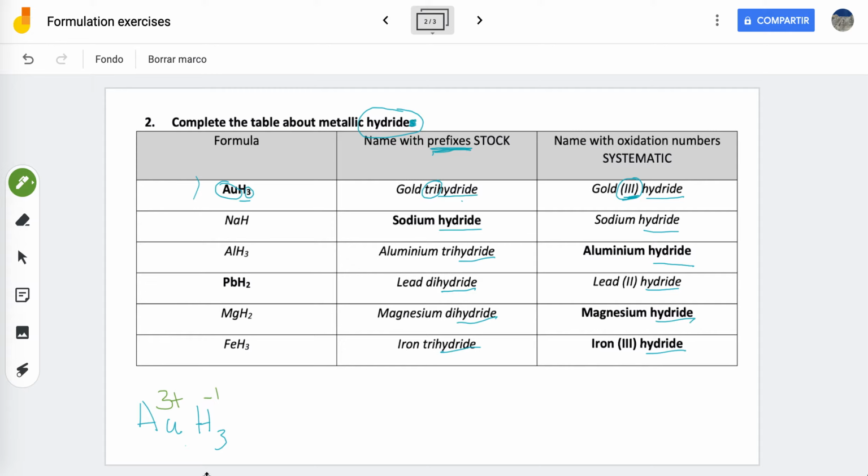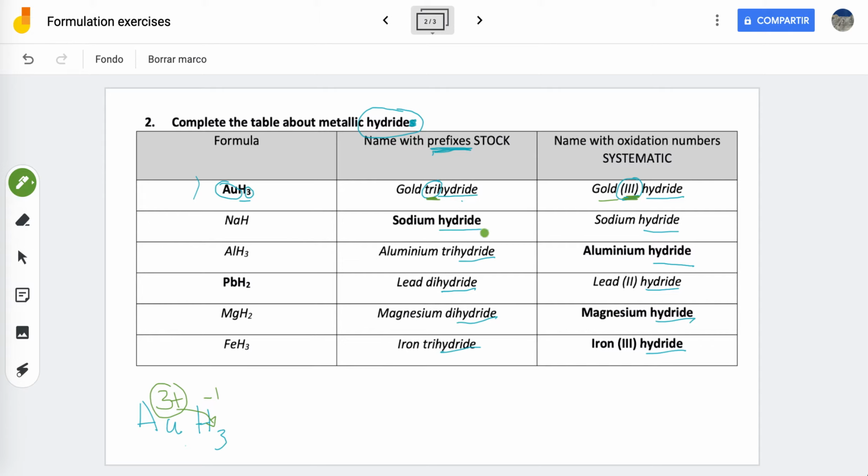Gold has a lot of oxidation numbers, but because it's close to the hydride, this is the only possibility for the gold to have this oxidation number, because it goes here. So that's why we need to write gold hydride, and the oxidation number we need to put between brackets in Roman numerals is 3 for gold.